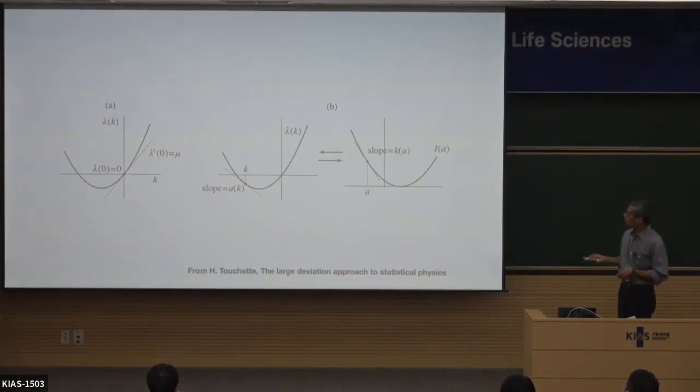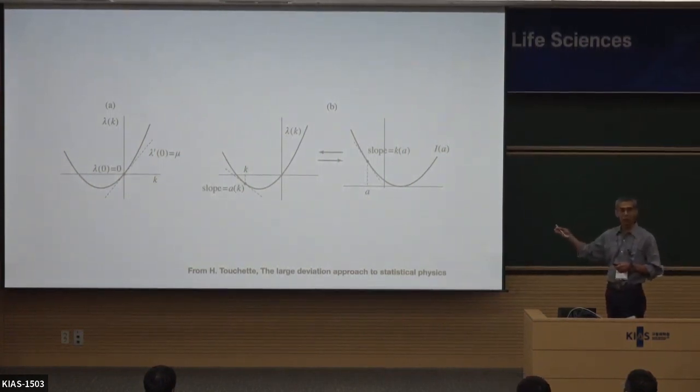Okay, so geometrically, what is the Legendre transform doing? Well, here's your original cumulant function, lambda of k. You look at the slope of this function, right? It's a of k at some value of k. That value of a of k is the slope of the rate function at the value a. So a of k is the slope of lambda of k. Then k of a, the inverse function, is the slope of the rate function, okay? That's the general geometric idea of how a Legendre transform works, okay?